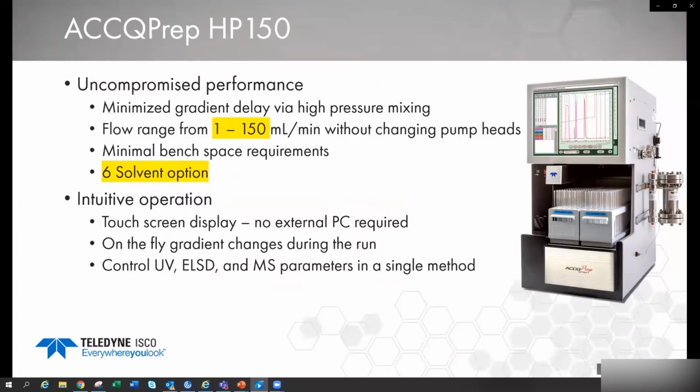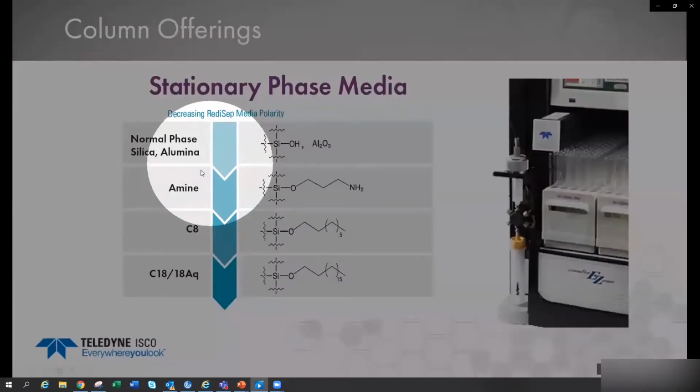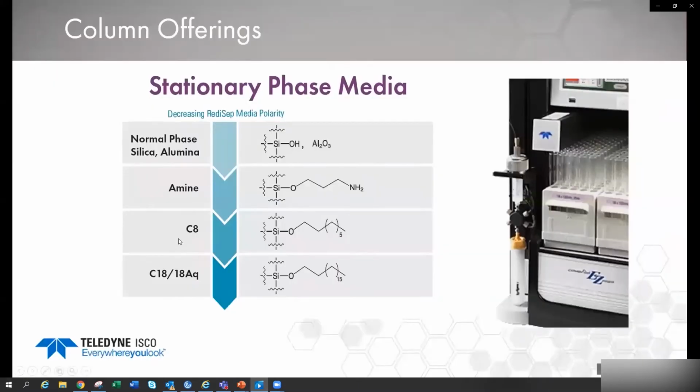Whether we're using ELSD, UV, or MS, we can always make sure that our peaks are well aligned. It also has a very simple touch screen display, so you don't have to worry about an external computer or data delay going back and forth between the computer and the instrument. As you can see here, I put together at the top the silica column with a little bit of a hydroxyl group sticking off there. And we step down from the amine to the C8 to the C18, going from a high polarity column to a non-polar column towards the bottom of the C18.